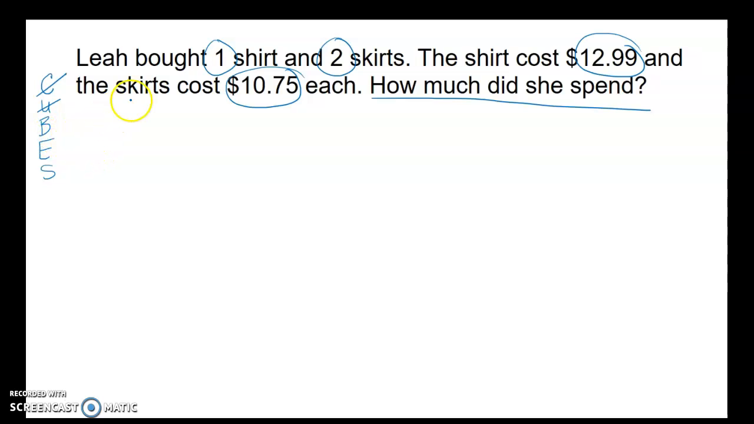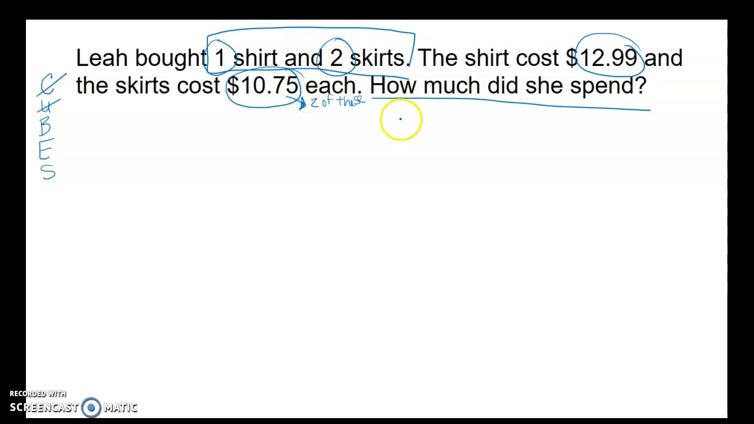Box any important words. Okay, so she bought 1 shirt and 2 skirts. I always think this is going to be important more so than the numbers because I'm not going to really add in 1 and 2. That just tells me how many of these I need. Alright, so she bought 1 shirt, so I only need this 1 time. She bought 2 skirts, so I would need 2 of these. Okay, and you can write yourself a little note like that. But I need 2 of those because she bought 2.